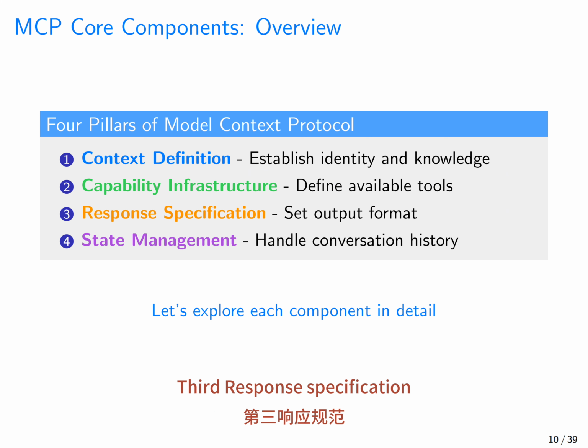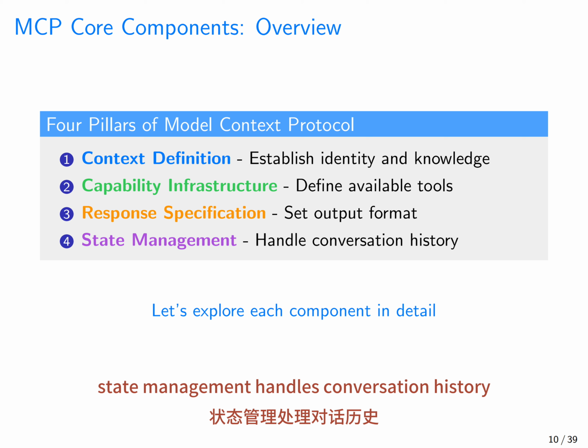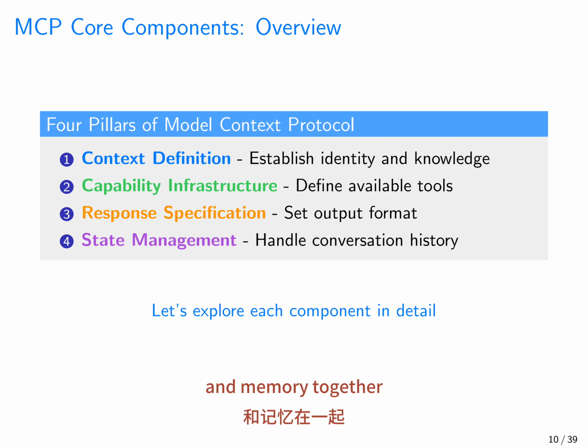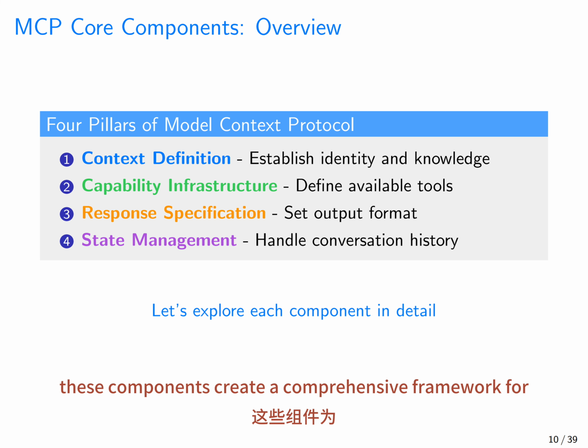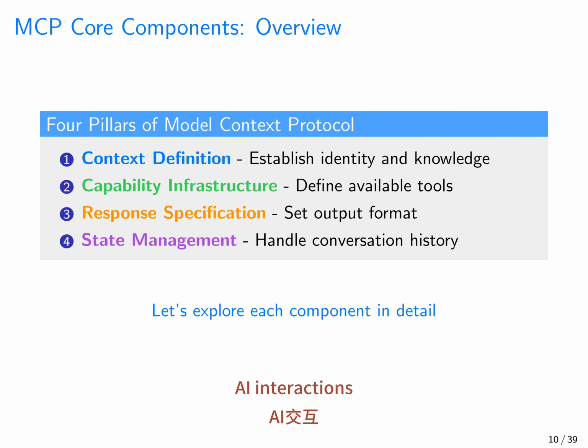Third, response specification sets clear expectations for output format and style. And fourth, state management handles conversation history and memory. Together, these components create a comprehensive framework for AI interactions that's both powerful and flexible.